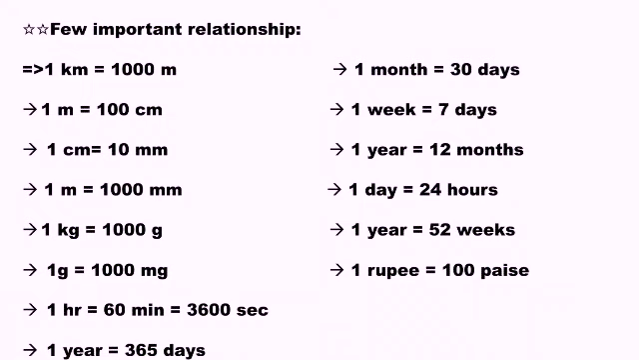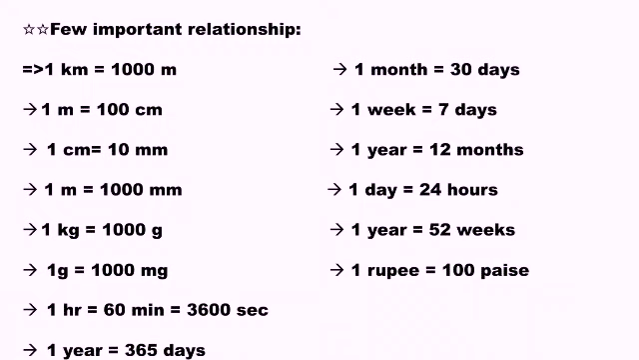Here we can see a few relationships I have shown. 1 kilometer equals 1000 meter. 1 meter equals 100 centimeter. 1 centimeter equals 10 millimeter. And 1 meter equals 1000 millimeter. These are a few important relationships related to length, so we have to remember this.